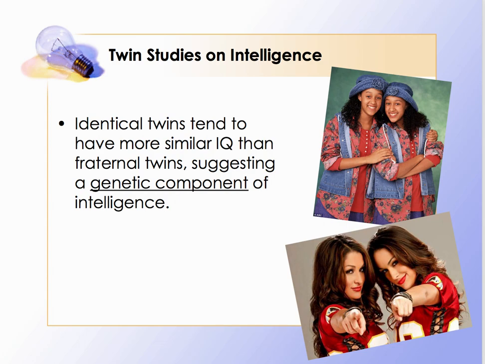Identical twins tend to have more similar IQ than fraternal, so this suggests that there may be a genetic component to intelligence, because if you remember, identical twins are more or less clones of each other, while fraternal twins are more or less siblings. So you see that the closer in DNA that two individuals are, the more similar IQ will be. I believe this is regardless of environment, so twins that are raised separately as well.